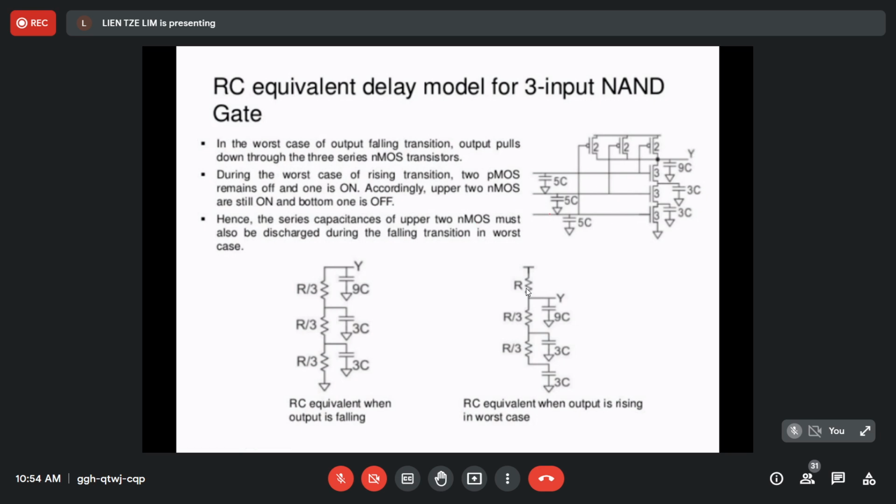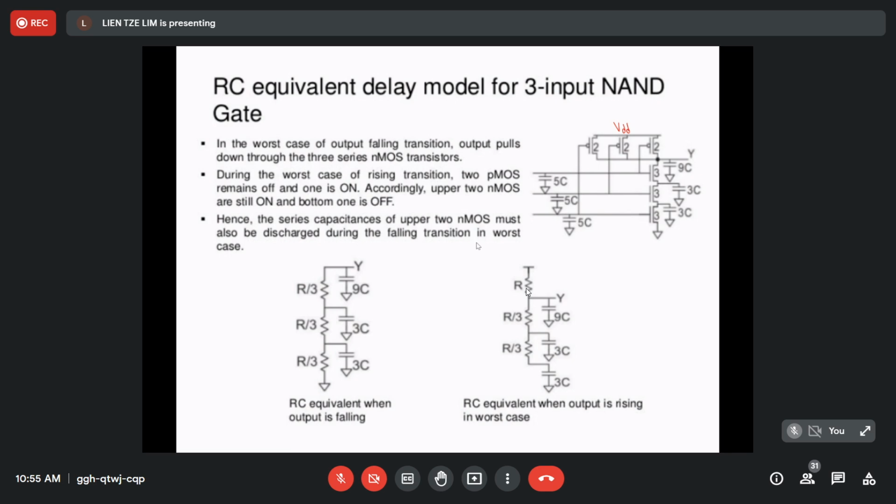So you know the concept, I will not discuss further on that, but this is how we should understand it. If one of the PMOS is on and the other is off, then the other 2 NMOS will be on and the bottom is off. Hence the series capacitance of the upper 2 NMOS must also be discharged during the falling transition in the worst case.